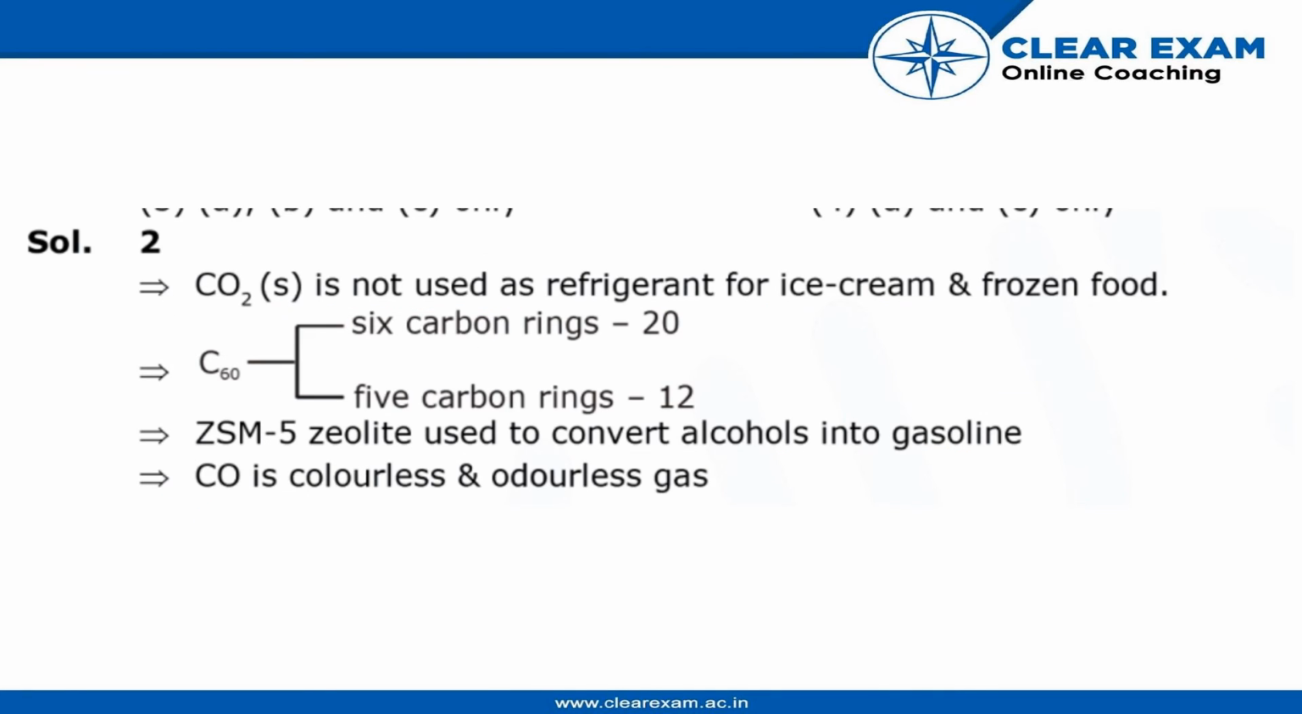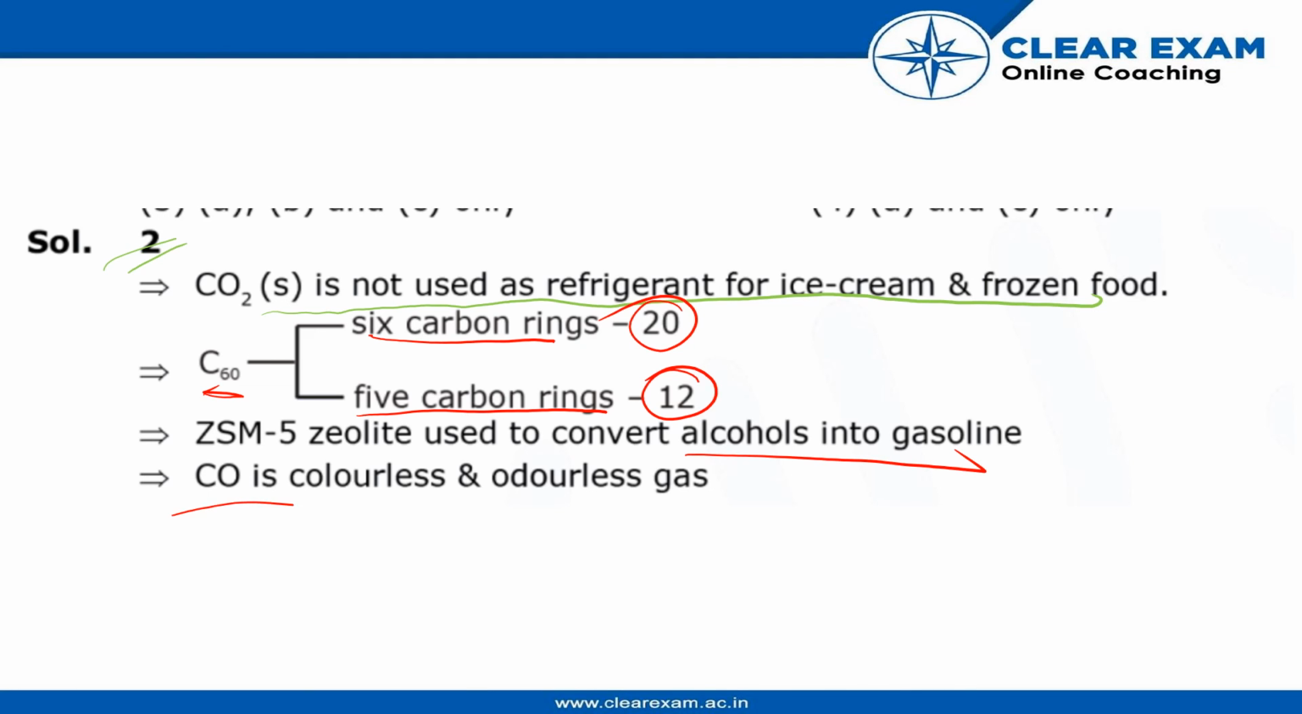So as you look into the solution, it is also saying that option number 3 is correct. And I'll just read it out: CO2 is not used as a refrigerant for ice creams and frozen food. We have discussed this. C60 has 20 six-carbon rings and 12 five-carbon rings. ZSM5 zeolite is used to convert alcohols into gasoline, and CO is colorless and odorless. So these both statements are correct.